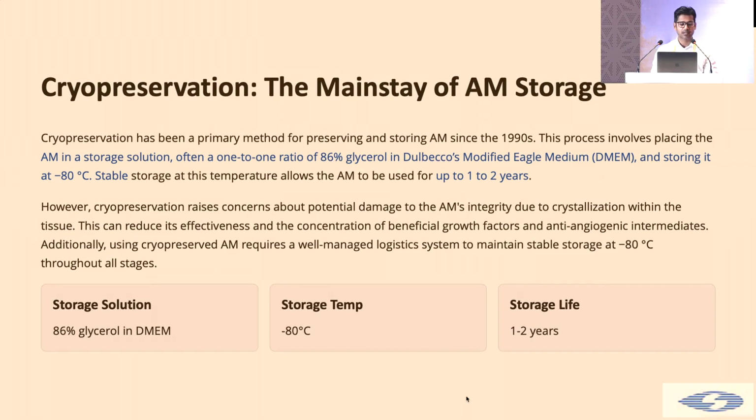Now the storage part, which is the mainstay, is cryopreservation. This process involves placing the amniotic membrane in storage solution in a 1-to-1 ratio of 86% glycerol in Dulbecco's modified Eagle's medium and storing it at -80 degrees Celsius. Stable storage at this temperature allows the membrane to be used for up to 1 to 2 years.